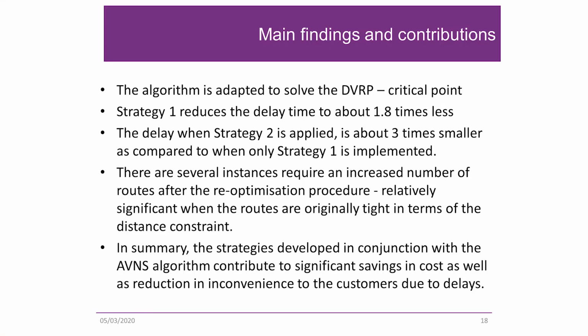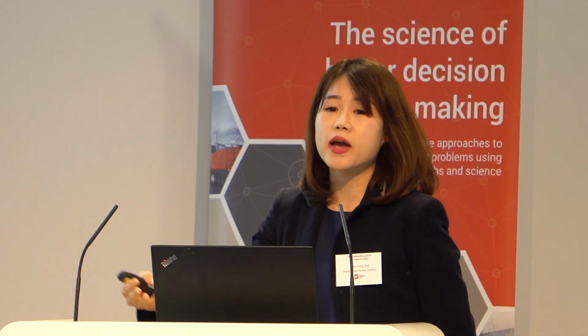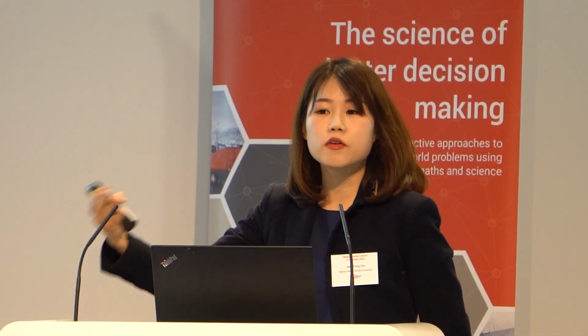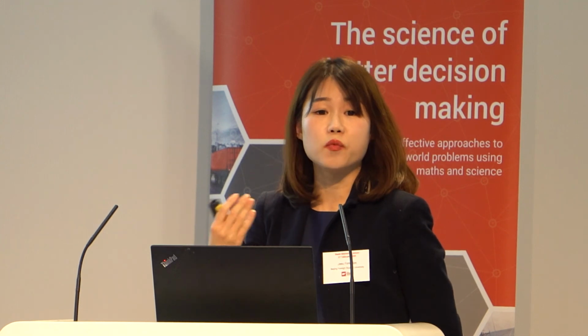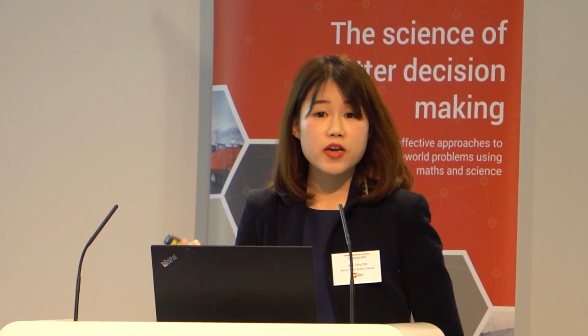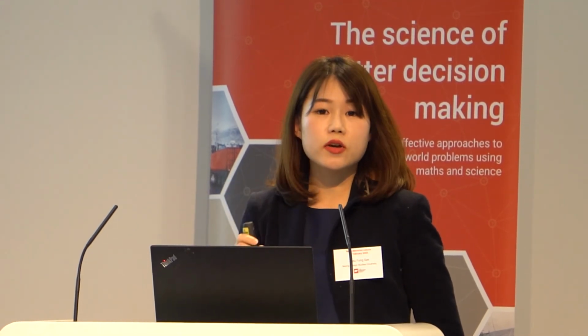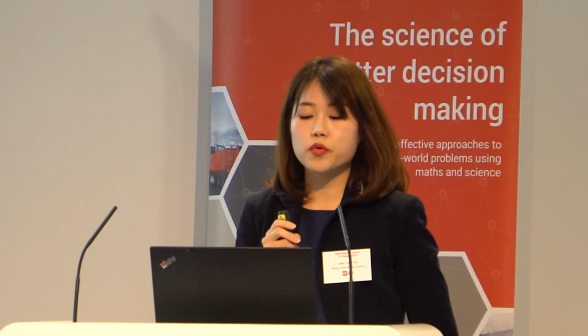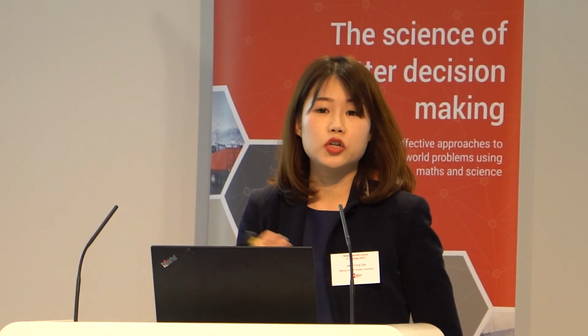When an accident happens, it will cause delay, and the time or distance becomes longer. And when we use the re-optimization procedure, the time obviously will be higher and it will violate the distance constraints. So in that case, it will be better to create a new route. That means that we will dispatch a new vehicle to serve the affected customer so that the delay can be reduced. In summary, the strategies we have developed together with the AVNS algorithm contribute to significant savings in cost as well as reduction in inconvenience to the customer due to delays.